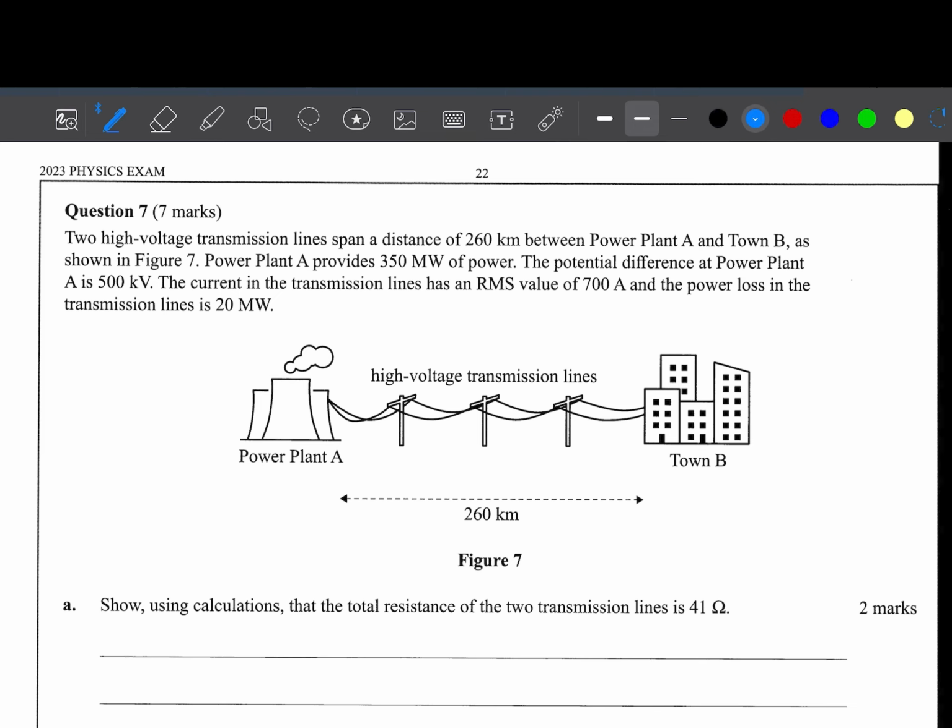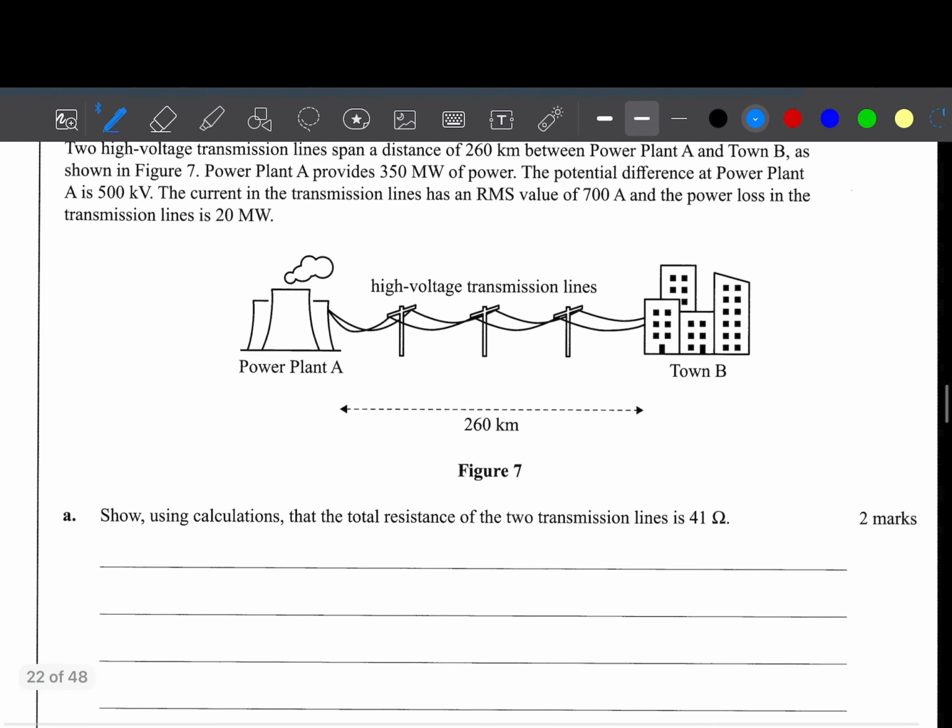The two high voltage transmission lines span a distance of 260 km between power plant A and town B. As shown in figure 7, power plant A provides 350 MW power. The current in the transmission line has an RMS value of 700 A, and the power loss in the transmission line is 20 MW. Show using calculations that the total resistance of the two transmission lines is 41 ohms.